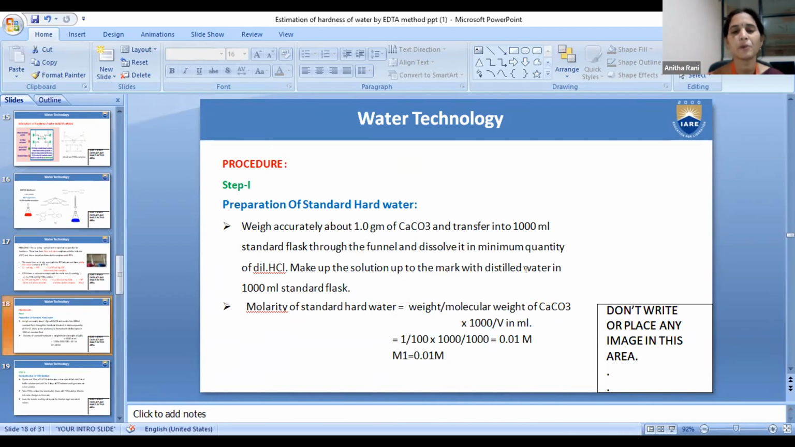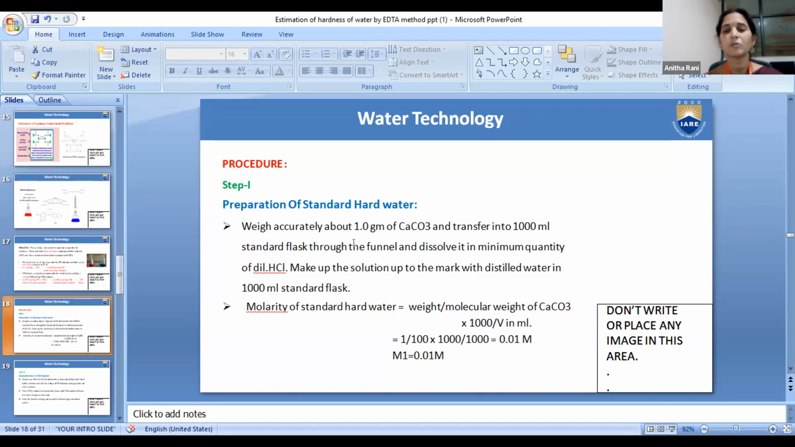So first step, you have to prepare the standard hard water. Since calcium carbonate is not dissolving in water, you can dissolve it in dilute HCl. Then you can transfer into the standard flask. So first step is prepare the standard hard water. You take the 1000 ml standard flask. There will be 10 ml flask, 100 ml flask, 500 ml flask, 1000 ml flask. Clear, everybody? So we are taking a 1000 ml standard flask.